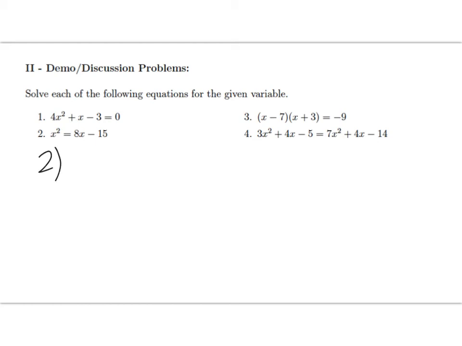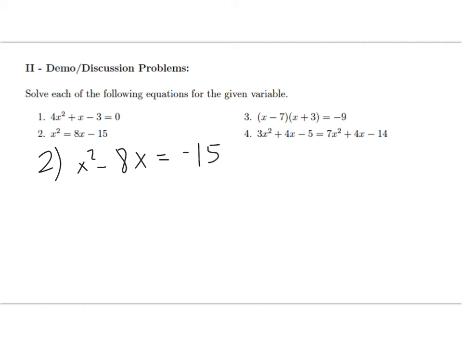So number 2 here, we have to do a little bit of work. We have to do a little bit of rearranging. I recommend bringing everything to the left-hand side so that the x squared stays positive. So be careful, you can't just pick it up like the claw and move it over. You have to subtract 8x from both sides, which will make our equation look like so.